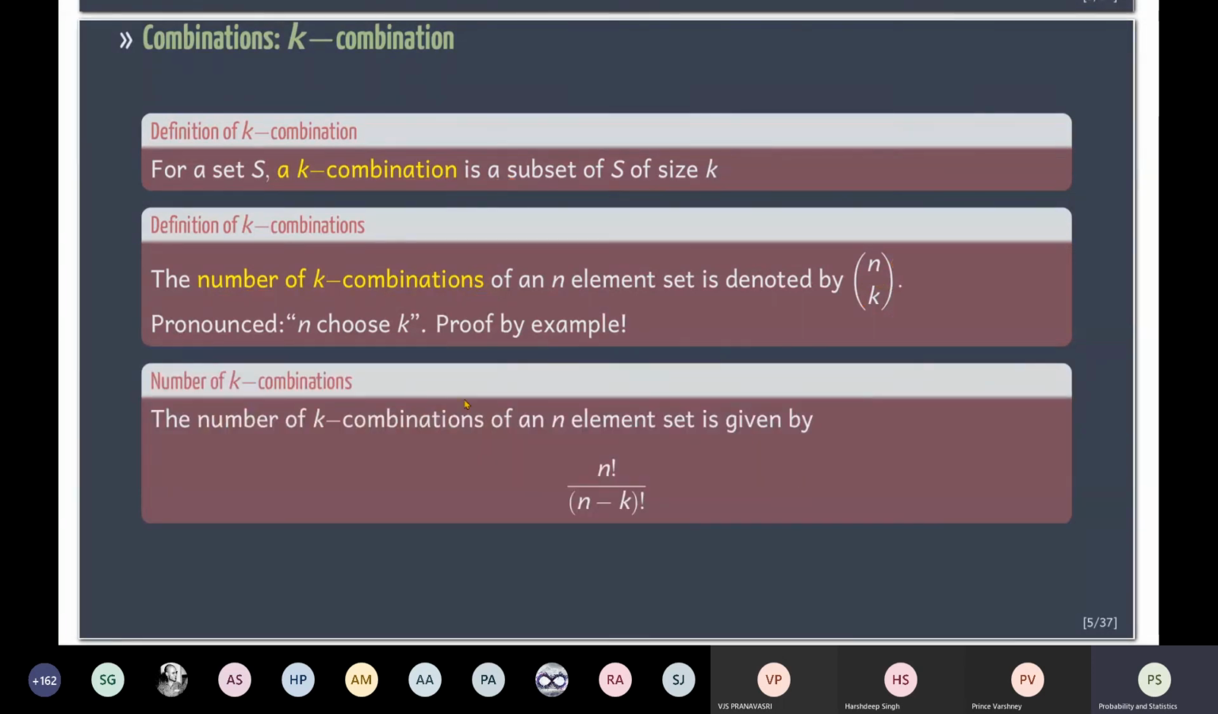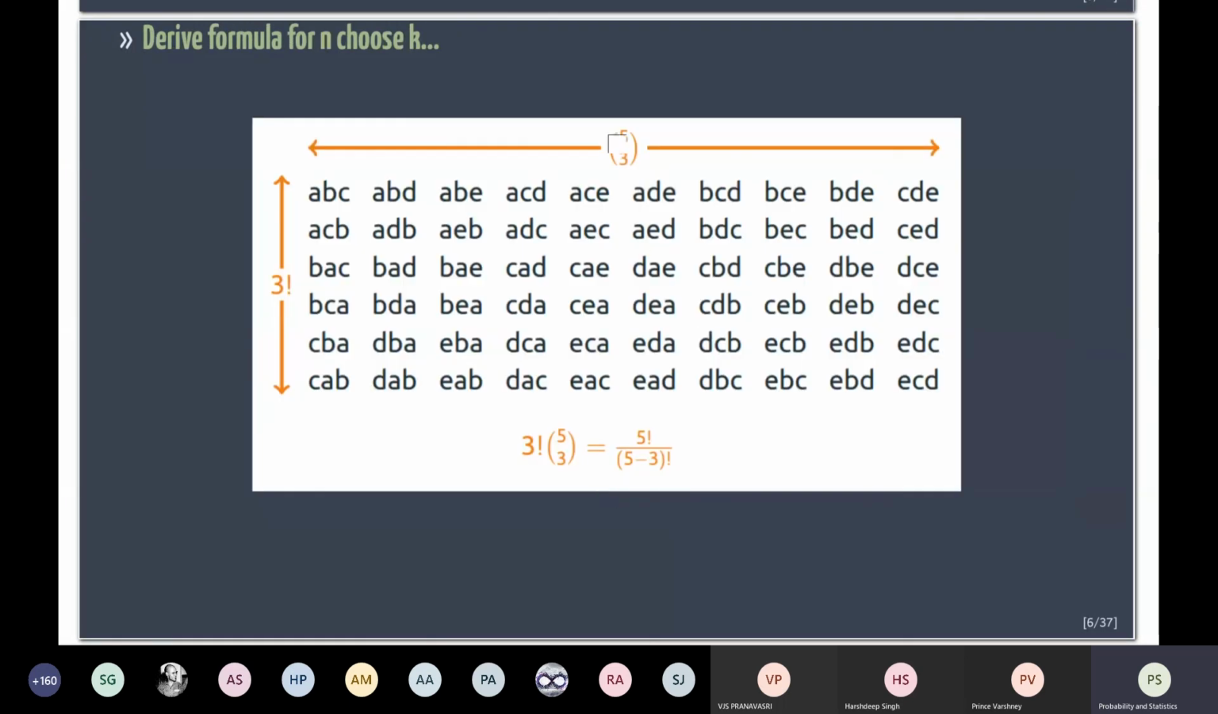So the number of K combinations of an n element set is given by this, n choose K. Now let us derive this with an example. How can we derive this?